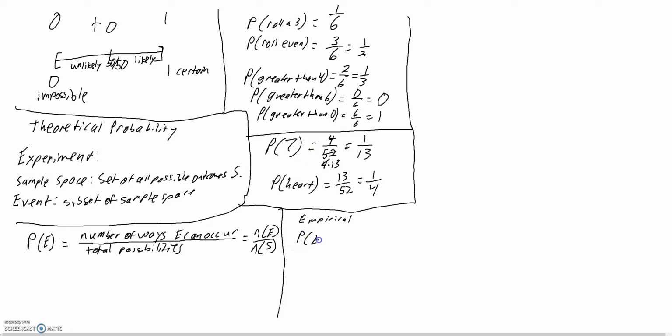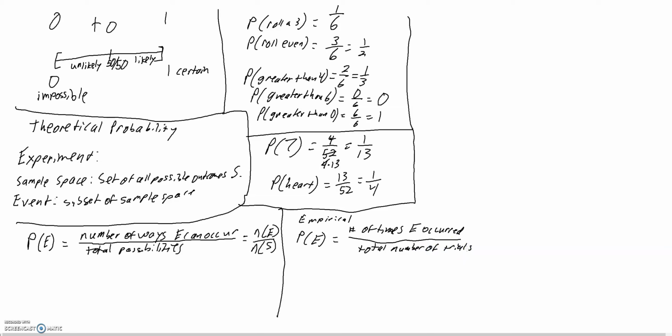So the probability of some event E in that is the number of times E occurred. Note, this is occurred, so this is past tense. So these are based on observations. Over the total number of trials.